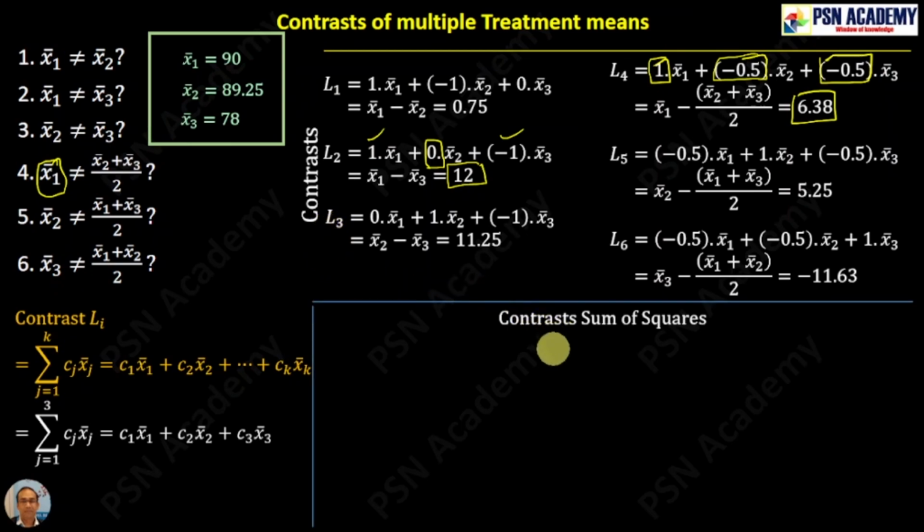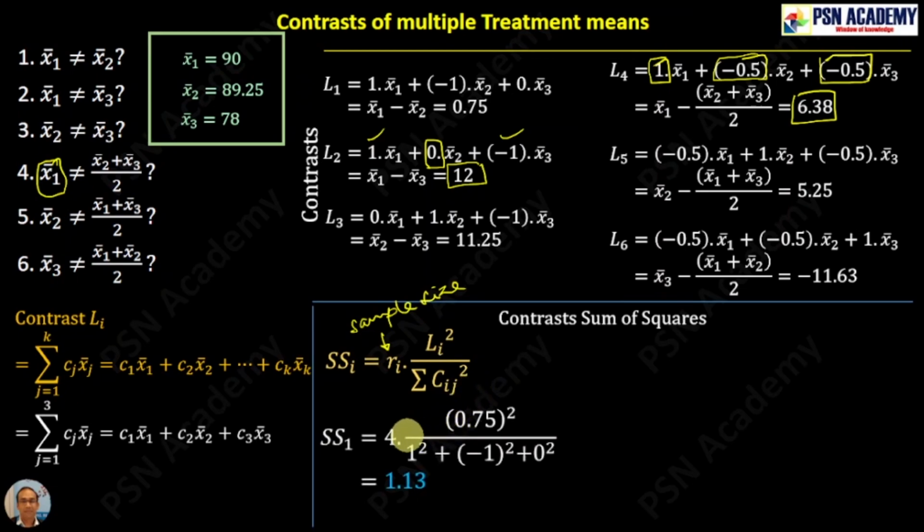Now we go for contrast sum of squares. SSi, that is the sum of squares for contrast i, will be ni, that means this ni is the sample size, times Li squared, and in the lower side you will have the summation of Cij's squared, right? For example, see, we go for SS1. Now SS1 is having the ni as 4 because our sample size is 4.